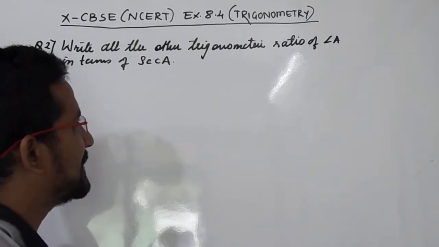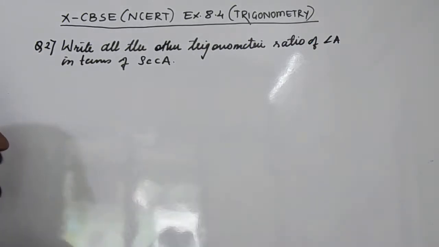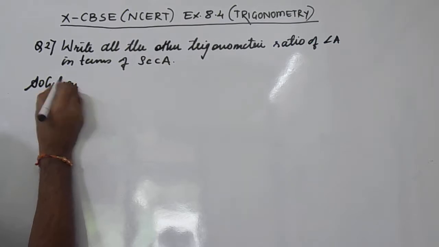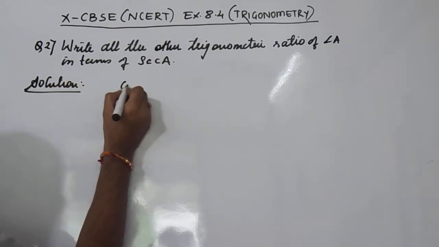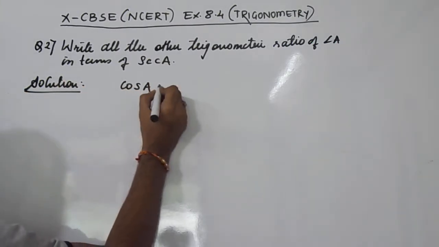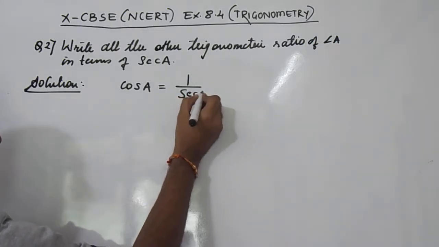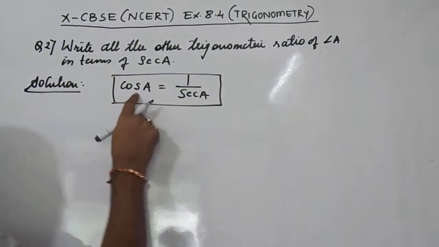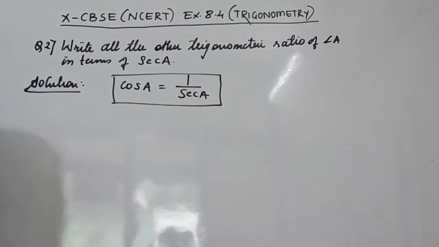So first we'll see cos and sec. We already know cos and sec are nothing but reciprocals of each other, so we can directly write it. So first we'll write for cos. Since we know that cos A will be equal to 1 upon sec A. So this is the first trigonometric relation, that is cos A equals 1 upon sec A.